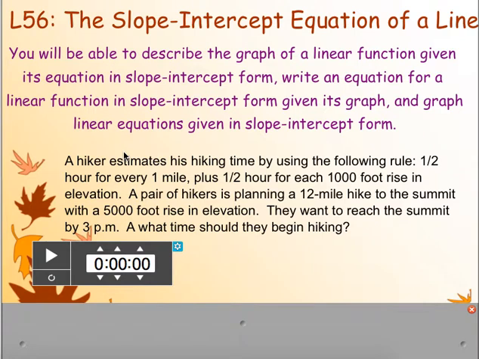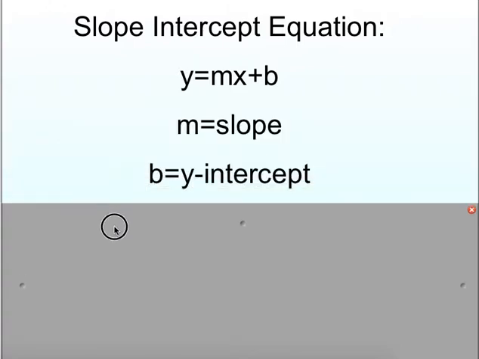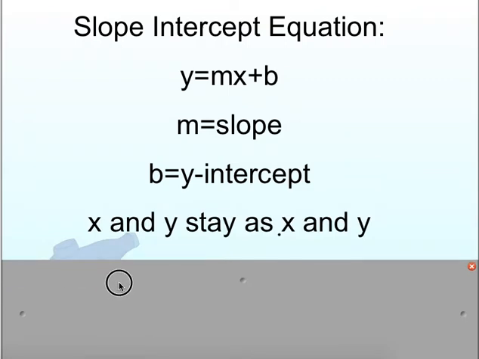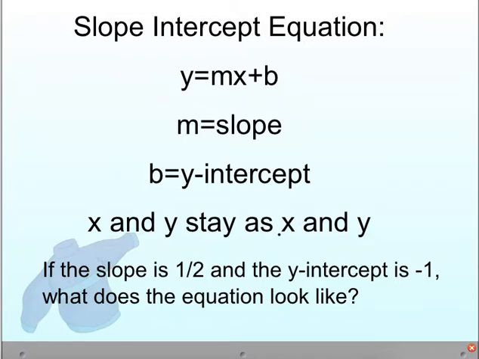Course 3, Lesson 56, we are looking at the slope-intercept equation of a line. So when we do this, our slope-intercept equation is y equals mx plus b, where m is the slope, b is the y-intercept, and x and y stay as x and y because those are our variables. So if we have a slope of 1/2 and the y-intercept is -1, y-intercept is our b, slope of 1/2 is our m, so we plug those in and we say y is equal to 1/2 times x minus 1.